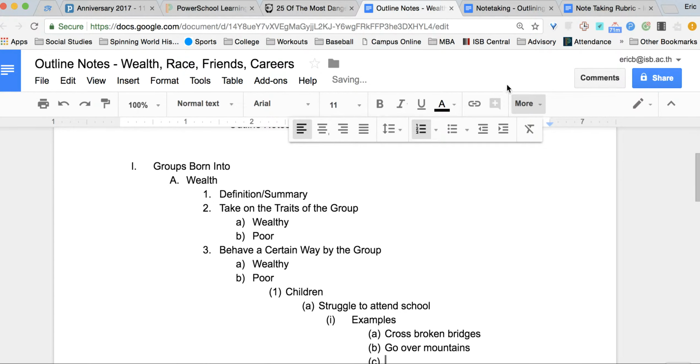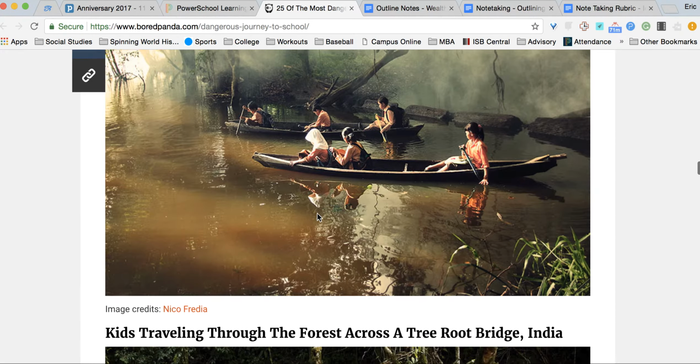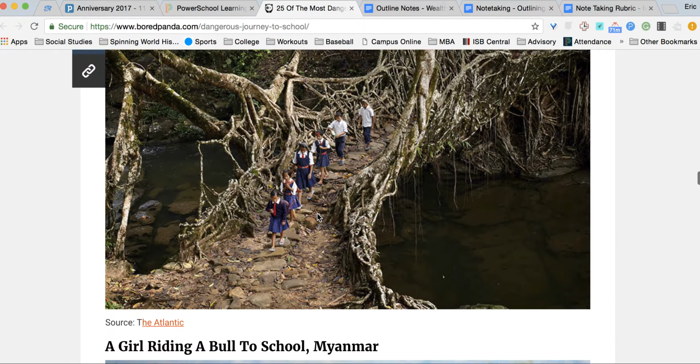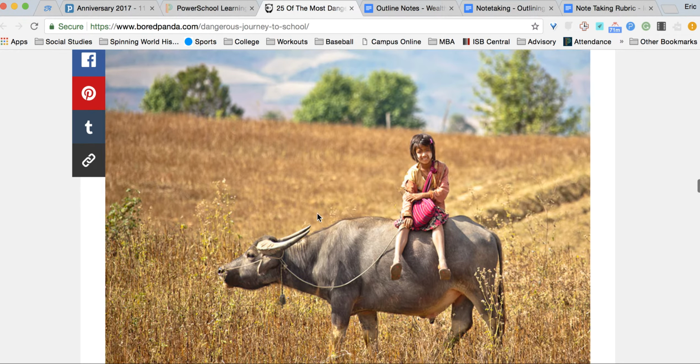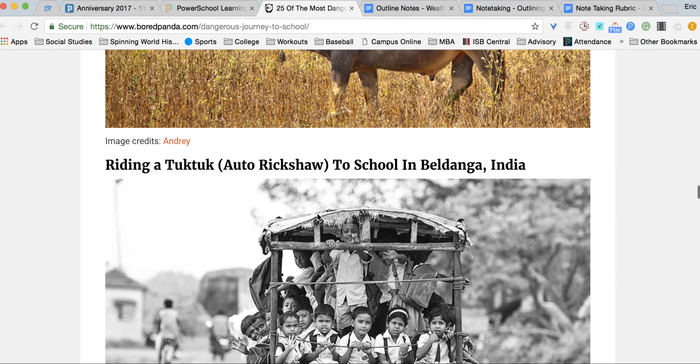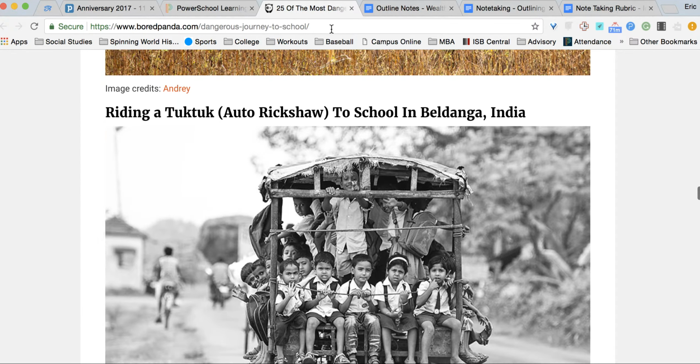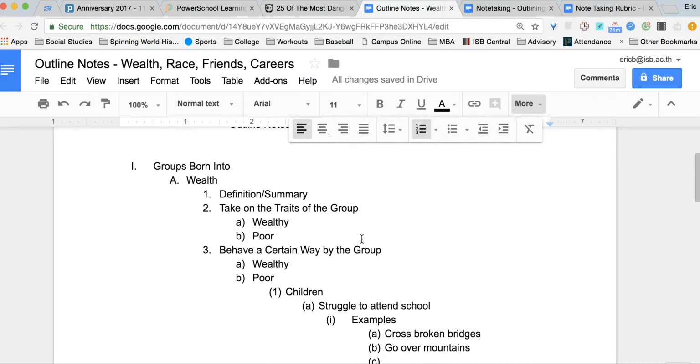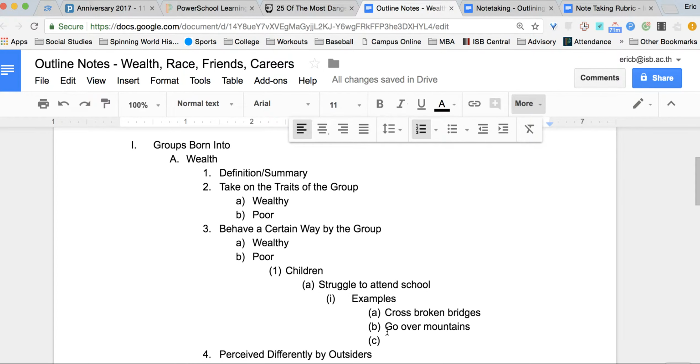Let me see if there are other ones. Going through rainforests, they're out in nature. So they're out in nature, this person's on an animal, they're crowded together. Okay, so I see a few things from this. They're walking, they're together a lot. And let's say they're packed on buses. Okay, so there's some examples.